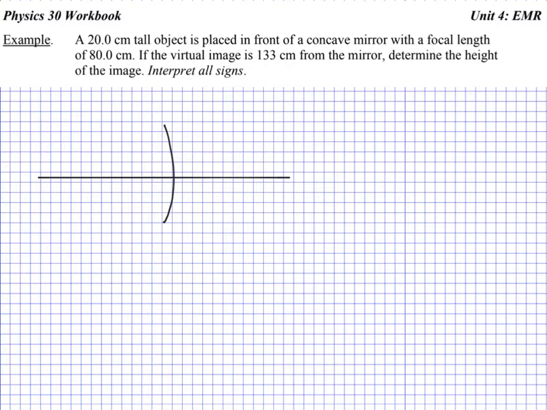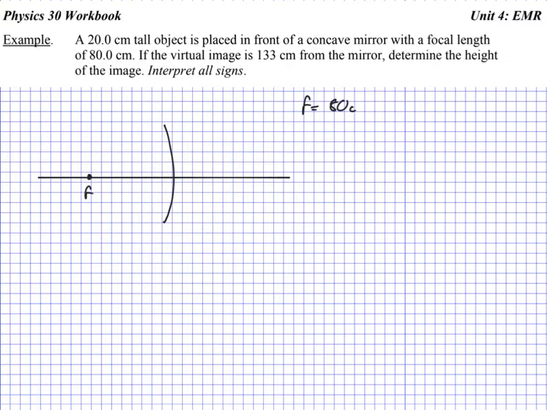Let's go ahead and assume that the focal point is here. So this is F, and the F is 80 centimeters. Okay, so what would happen if we placed an object this side of the focal point? Well, of course, what we need to do, we need to get our ruler out and we need to start drawing some rays. So I'm going to go ahead and do that.